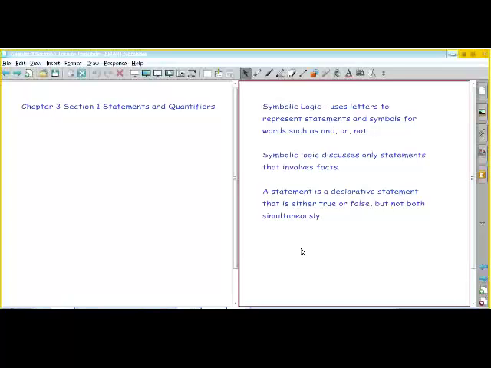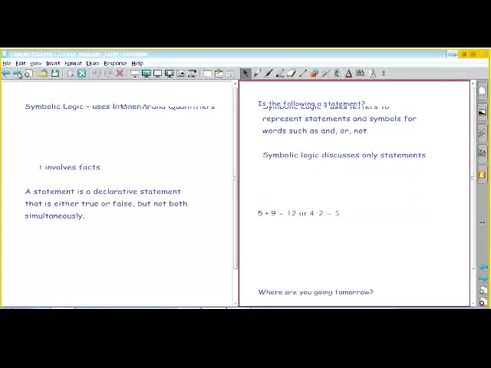So what we're going to do is look at some statements and see whether they fit the requirements to be a logic statement. And then we're going to take statements together and represent those by a mathematical expression using symbols instead of words. That's kind of the gist of what we're doing in this first section.